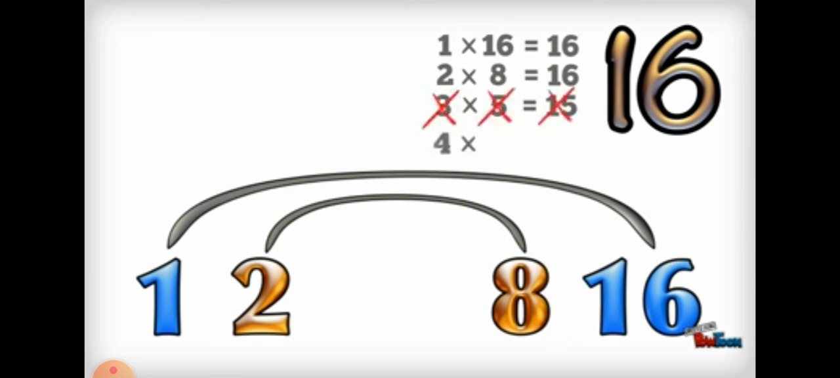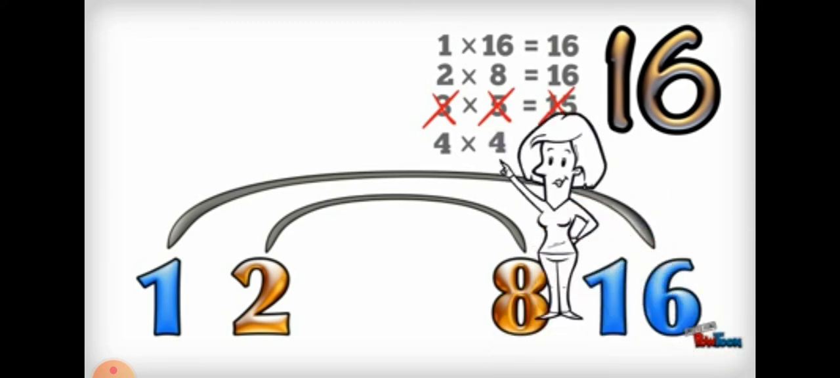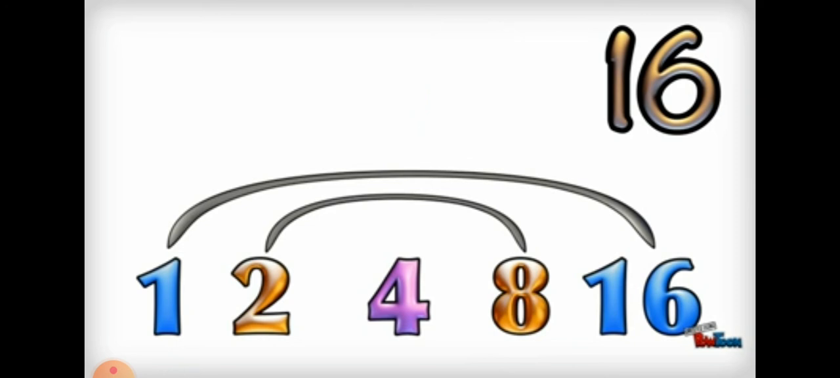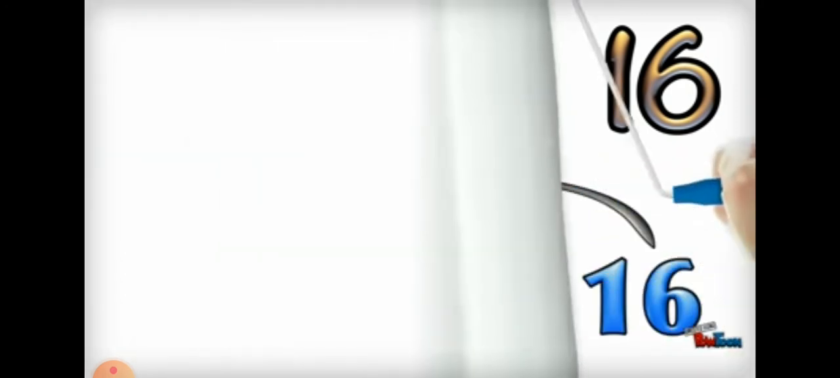Now 4 times a number. 4 times 4 is 16. When a number is multiplied by itself, like the 4 times 4, we just put it in the factor listing once, without any arc. And there are no more factors. We found them all.